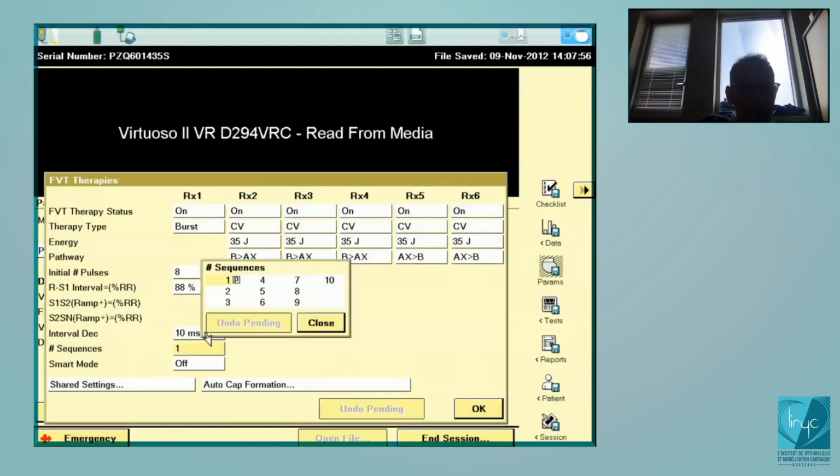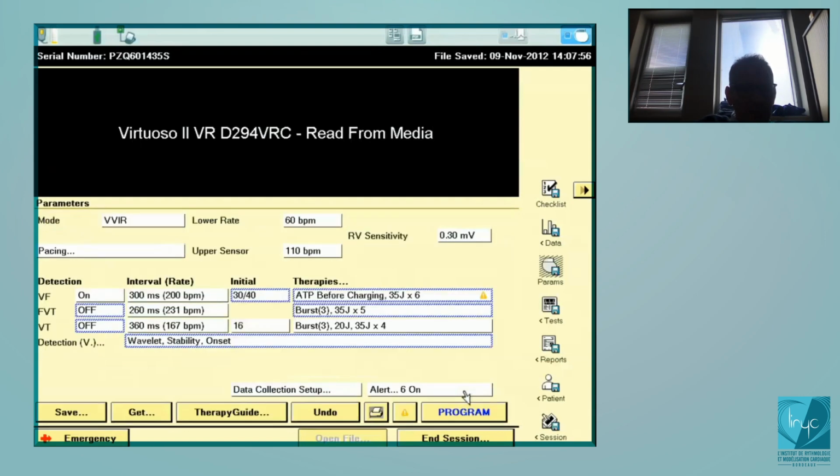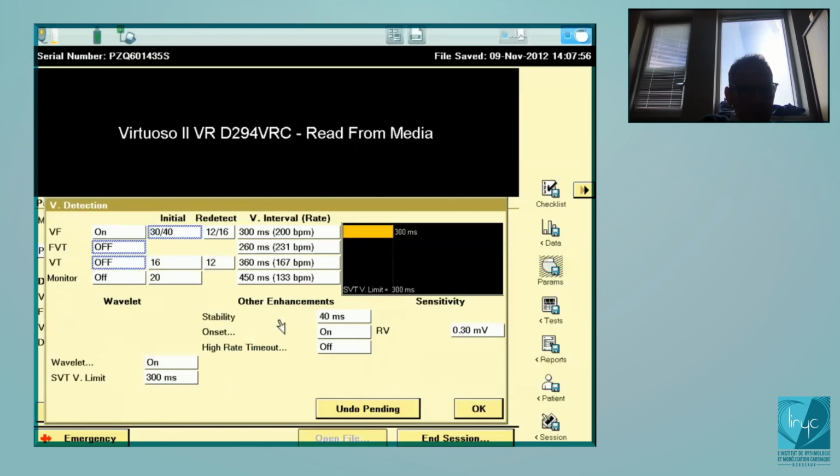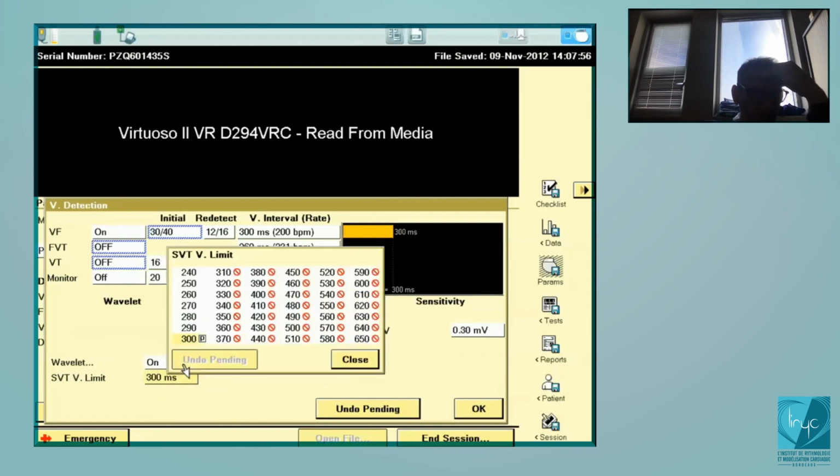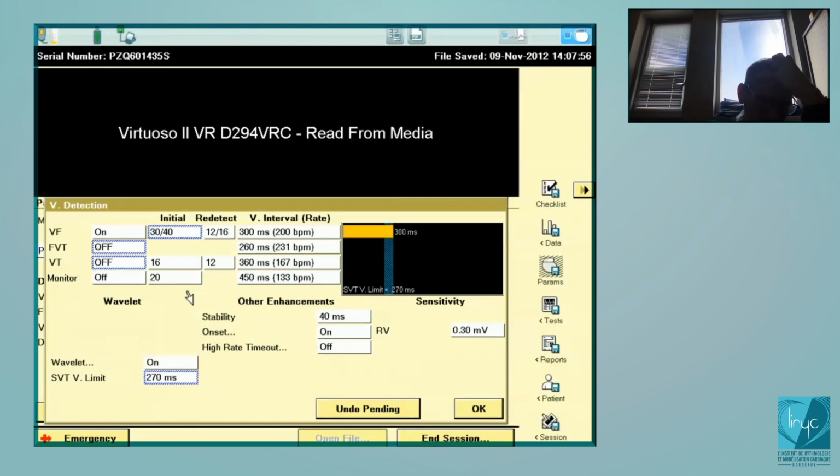Also, something else: if you click on parameters, on detection, you know, the SVT limit is another very important parameter. As I have explained, you're supposed to ask for discrimination up to a rate of 230 beats per minute. So if you click on it, it's going to be 270 milliseconds. And once more, the SVT limit, the capacity to sense and to discriminate, is independent of your zone.